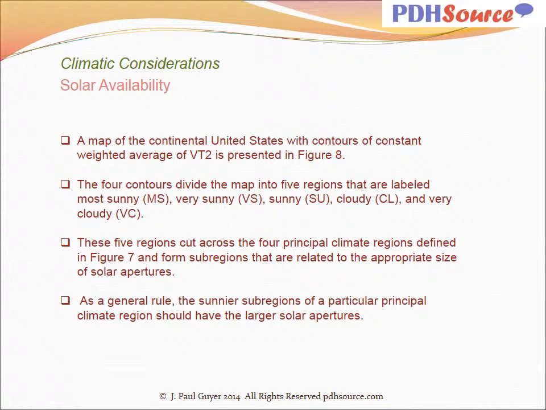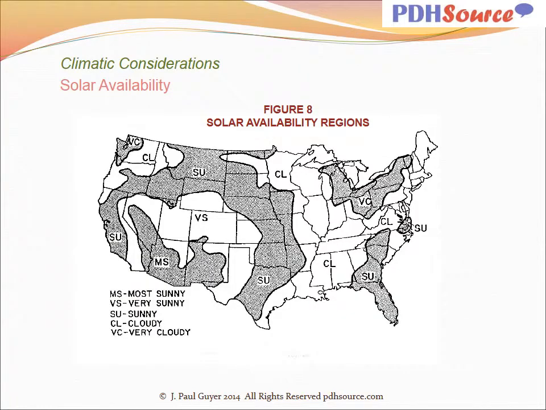As a general rule, the sunnier subregions of a particular principal climate region should have the larger solar apertures. Figure 8 indicates the solar availability regions ranging from very cloudy, cloudy, sunny, very sunny to most sunny.